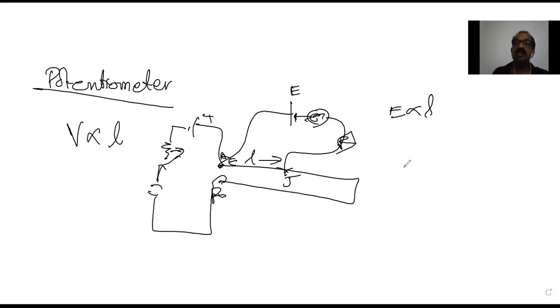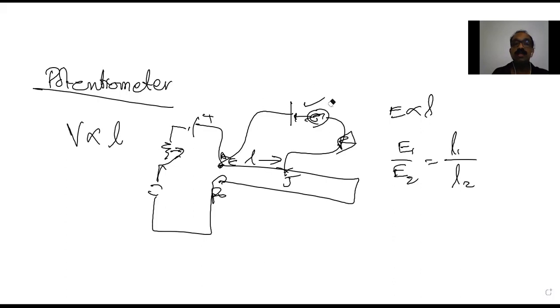Using this, we have two things to learn. One is the comparison of EMFs: E1 by E2 is equal to L1 by L2. That is by calculating the balance lengths with the help of two cells. One you connect at the beginning and find the balance length L1. Then remove this and connect E2, and again find the balance length, that is L2. So E1 by E2 is equal to L1 by L2 is one equation to memorize.